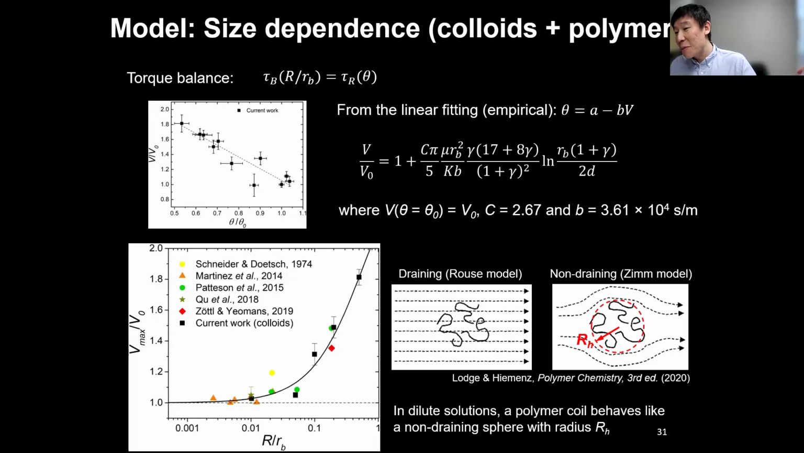Of course, when you go to the semi-dilute regime or concentrated regime, then the coils overlap with each other. You go into the draining case, that's the Rouse model for more concentrated polymer solutions. But in our case, we're talking about dilute polymer solutions. Non-draining is a good limit for what happens.